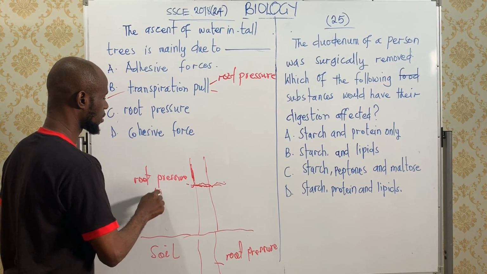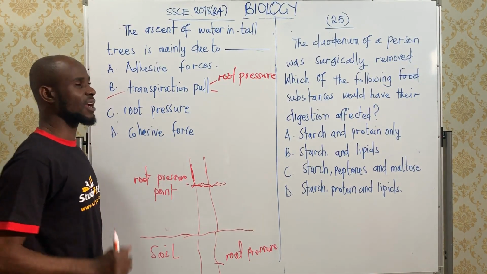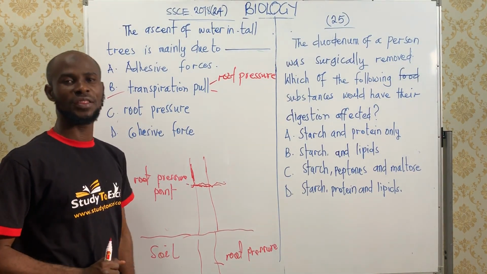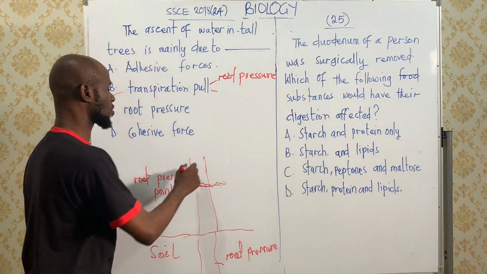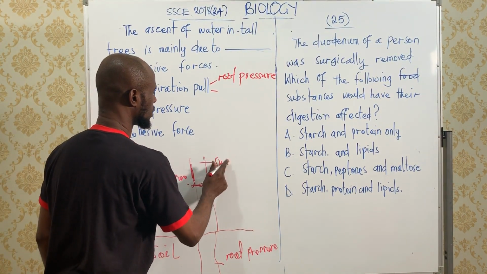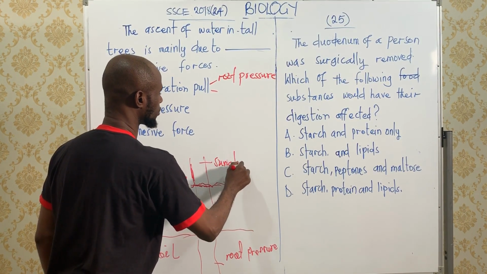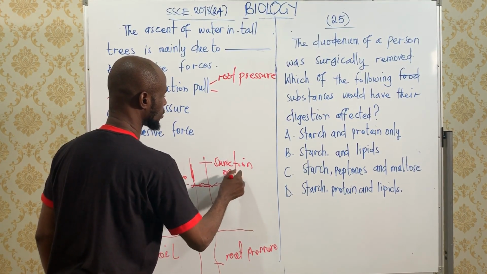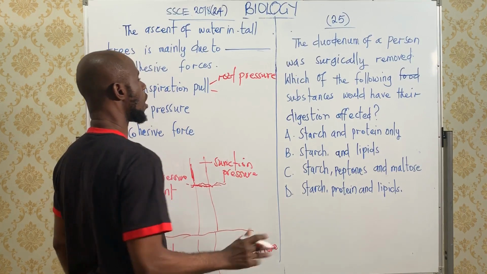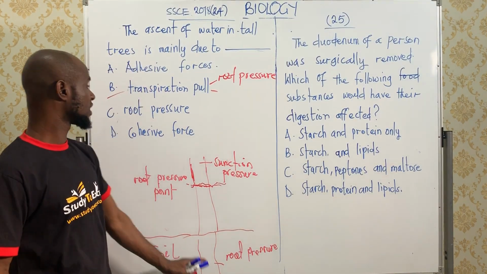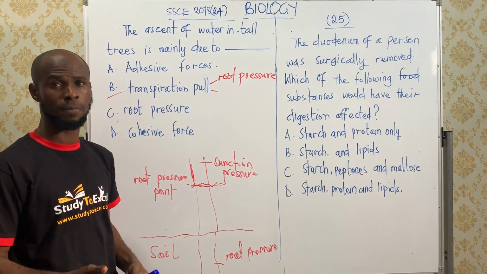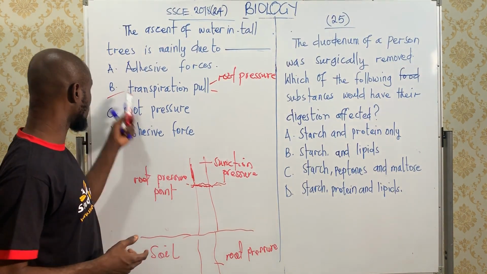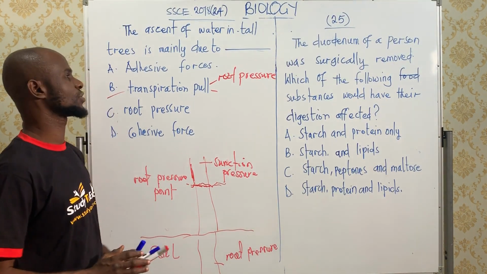There's another factor that will move the water from the root pressure point up the plant, and that's called the suction pressure. Other factors that contribute to transpiration pull include the osmotic pressure and the capillary action. So the answer is transpiration pull, confirmed.